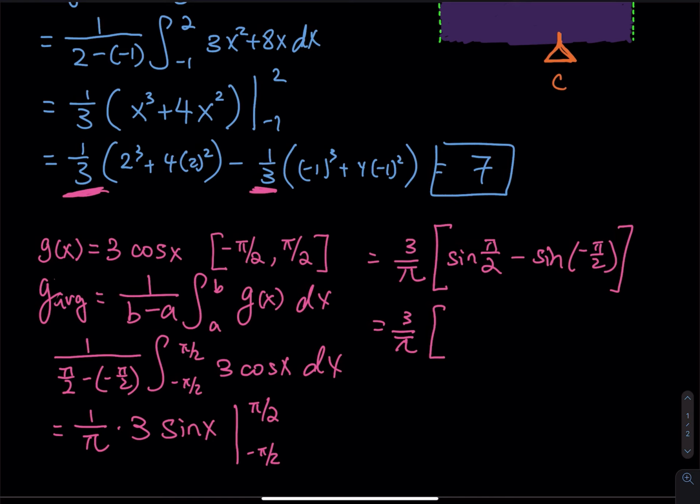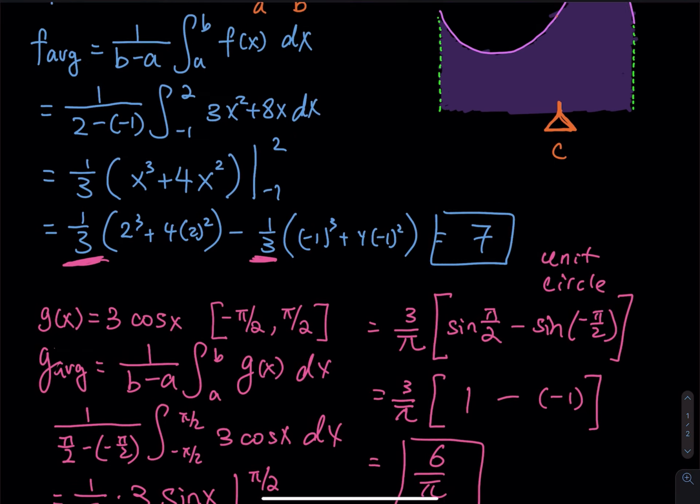Do you still remember your unit circle? Sine of pi over 2, that is 90 degrees counterclockwise. Y is equal to 1. Negative pi over 2, that is 90 degrees clockwise. So we have a -1. So that is a 2. 2 times 3 is 6. So that is 6 over pi.